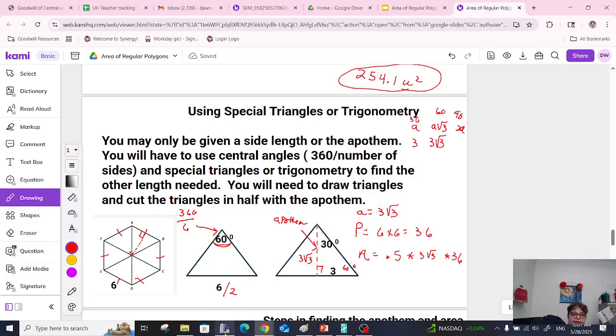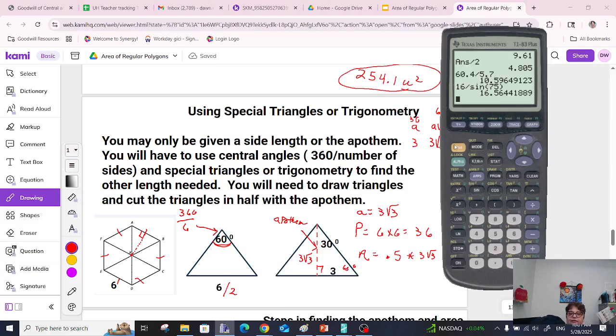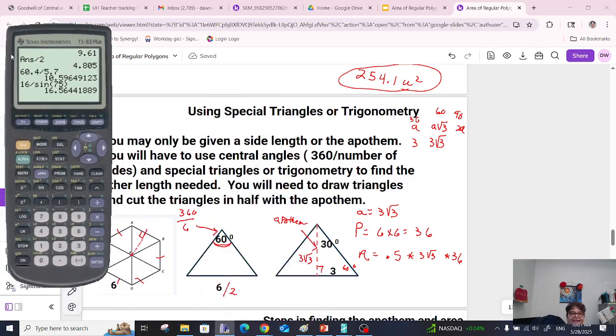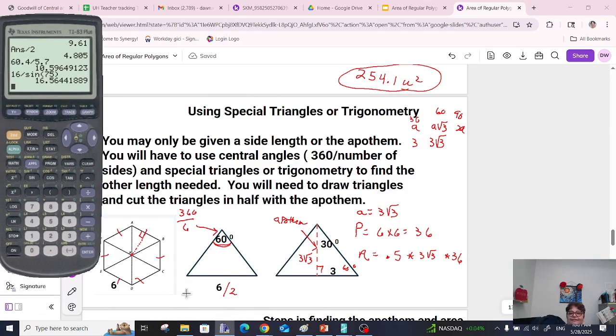So if I was doing it on my calculator, I'll move this out of your way here. It will look like 0.5 times 3, and then I have to hit my second button, and 3. I'm going to close this parenthesis to say I'm done with that radical, right? Times 36. And I get 93.5.